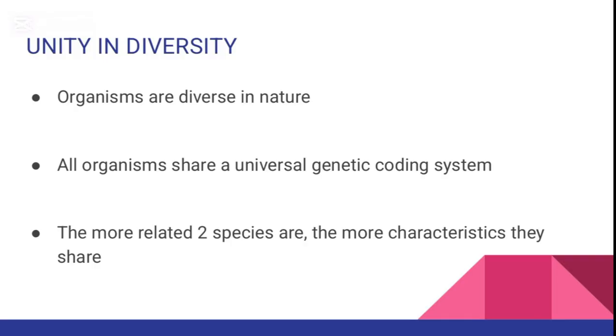The next thing we shall be covering is our unity in diversity. Organisms share a universal genetic coding system. This will be spoken about later on in another topic, but yes, we all originate from one source, and that one source is the genetic code. And the more related two species are, the more characteristics they are likely to share, which is why, I think, an example of this would be monkeys and humans. We share quite a lot of characteristics with them, and we are closely related with monkeys, genetically speaking, of course.